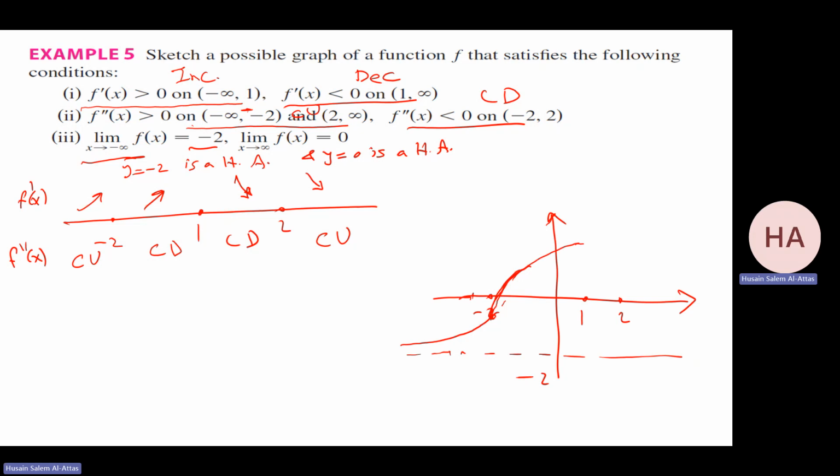Okay. Then at 1, we'll do what? It will go down and concave down, still concave down. Up to 2. At 2, it will do what? Concave up and decreasing. So it will do something like this. But don't forget, as x goes to infinity, this is the asymptote, y equals 0. That will do something like this.